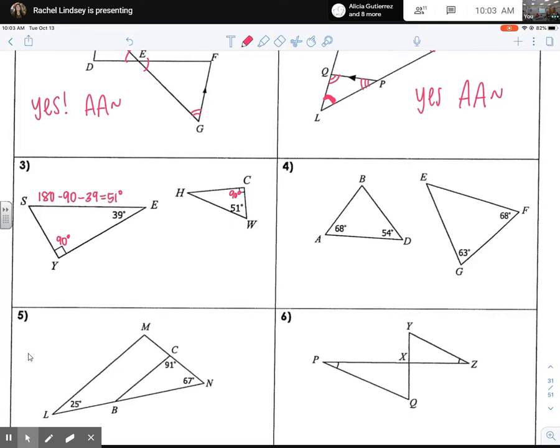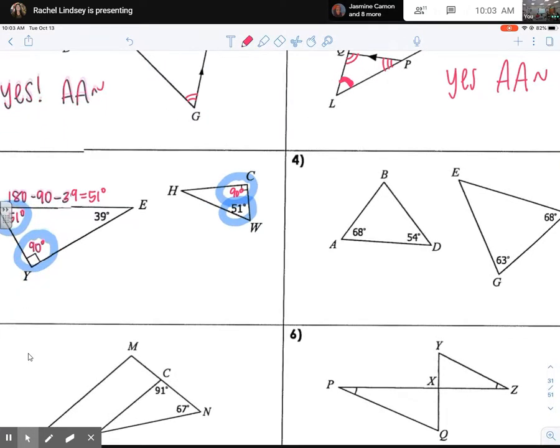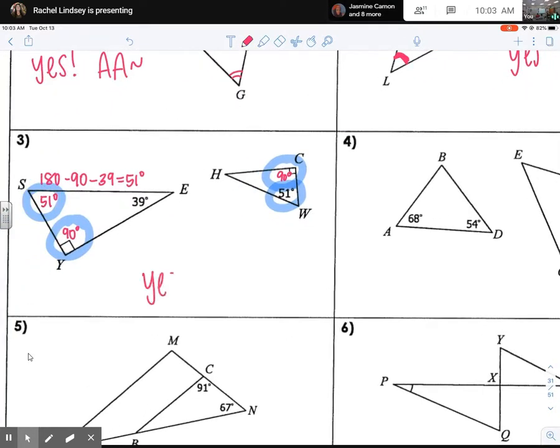51. So now, do I have 2 congruent angles? I have the 51s and I have the 90s, right? So are those 2 triangles similar? Yes, they are similar by angle, angle similarity. You could have also found angle H by doing 180 minus 90 minus 51. That'll give you 39. So then you'd have 3 sets of congruent angles.